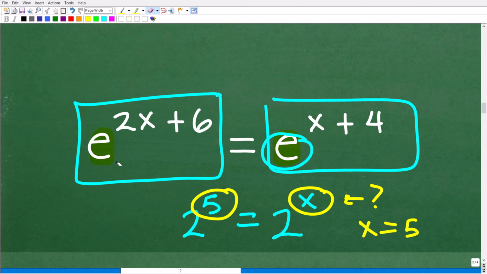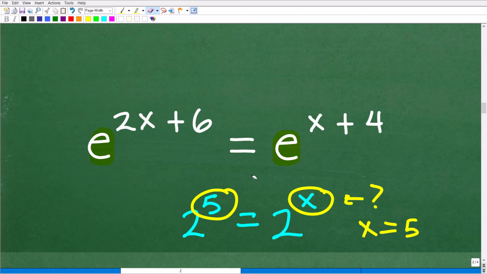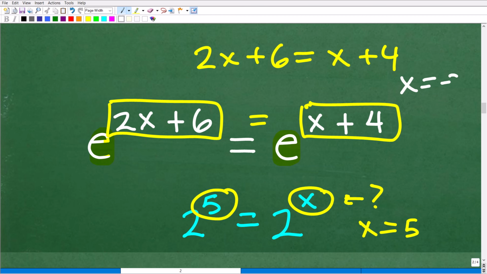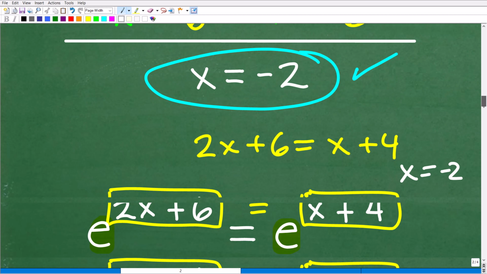Same thing here. If you understand that this is a power, and the bases are the same, then these exponents, these values up here, must be the same. So we could simply set these equal to one another and solve this basic algebraic equation. Of course, here you'll get the correct answer: x is equal to -2.